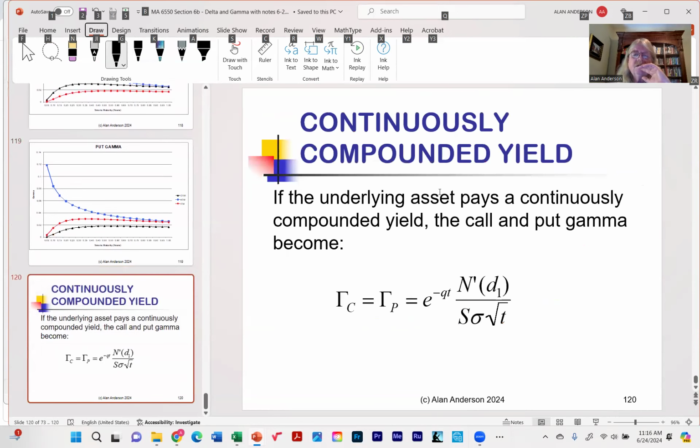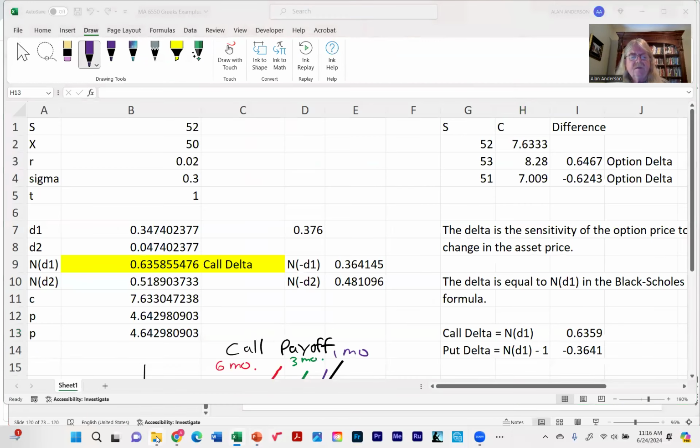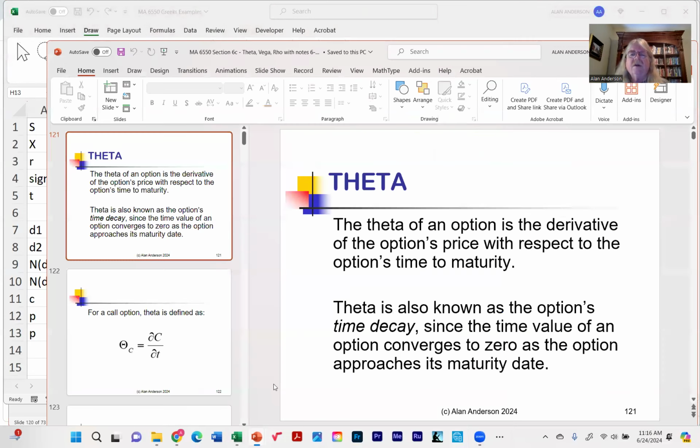All right. And again, if you have a continuously compounded yield, we can adjust it like this. Now, we also have the other three I want to mention, although I must say these are the most important two as far as hedging strategies go. In part C, we're going to look at the last three Greeks.